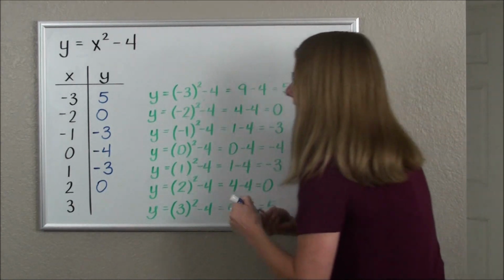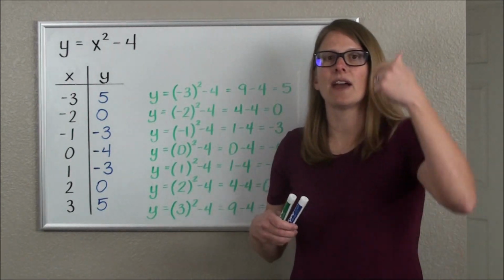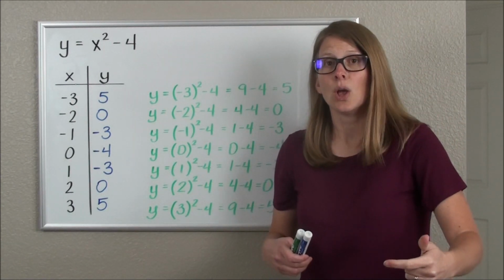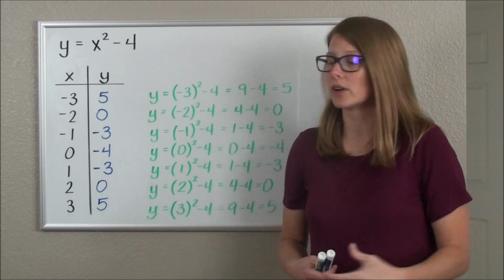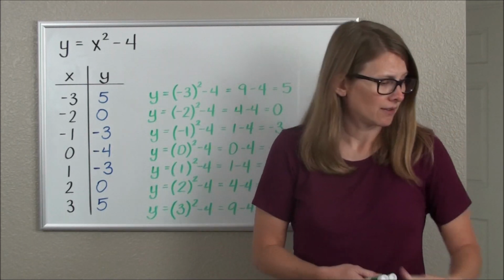So where with the lines, we were able to recognize a pattern of add the same number over and over, or maybe subtract the same number over and over. The pattern here with the quadratics is that there's symmetry involved.